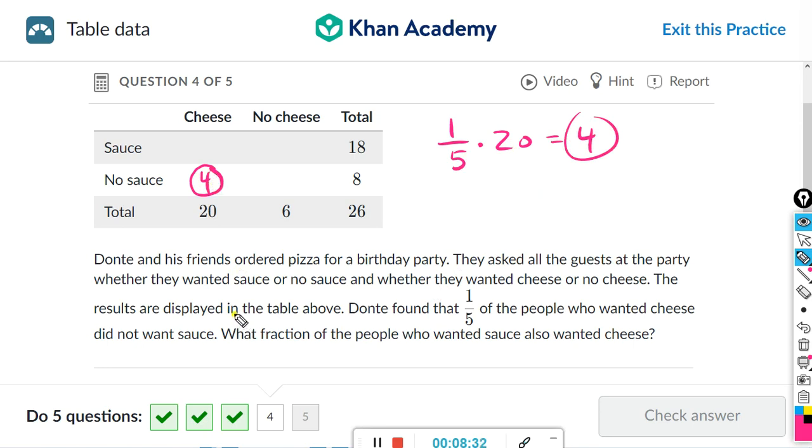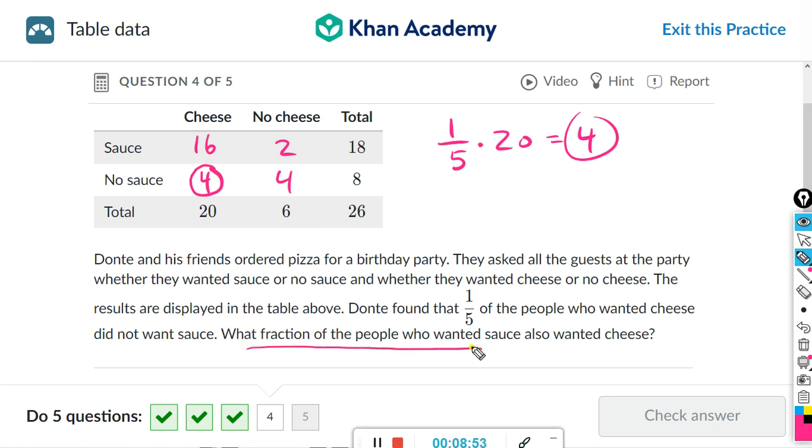And now we can easily just fill in the table. 4 plus what is 8? Well, this will just be 4. What plus 4 is 6? That will just be 2. What plus 2 is 18? That will just be 16. Okay, and you can see it works up and down vertically as well. So now we filled it in.